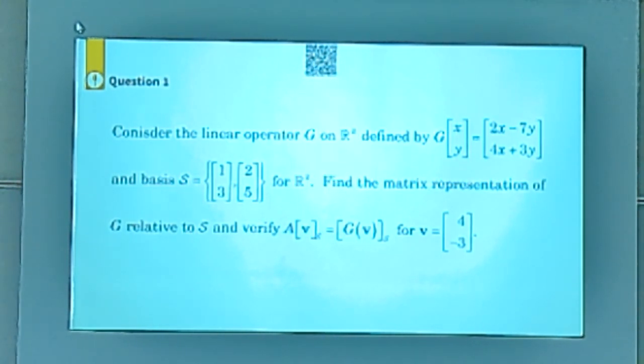and then verify that A times the coordinate vector of V is just the coordinate vector of G of V for the given vector. I'll let you verify on your own that that actually does form a basis for R2.